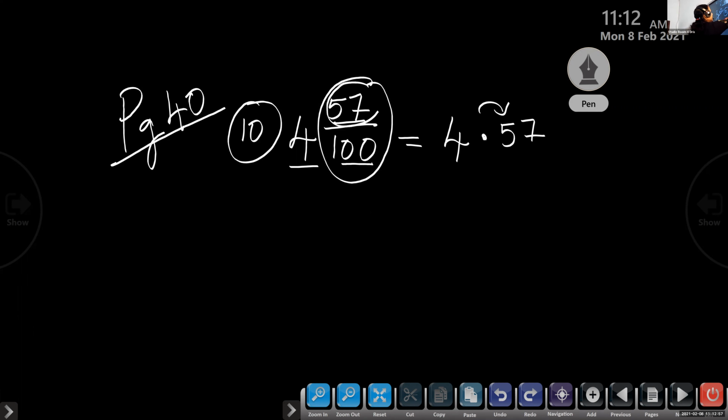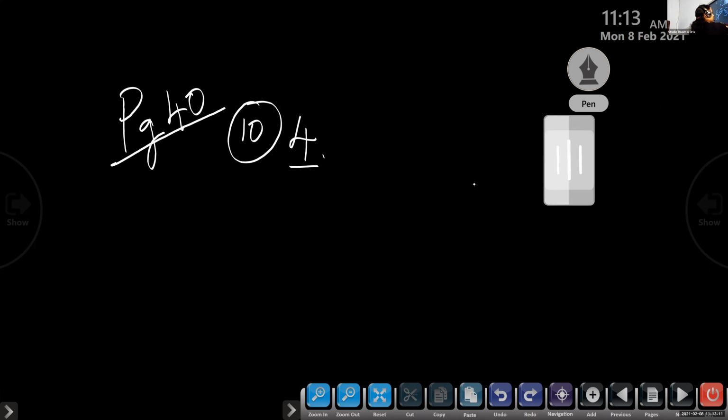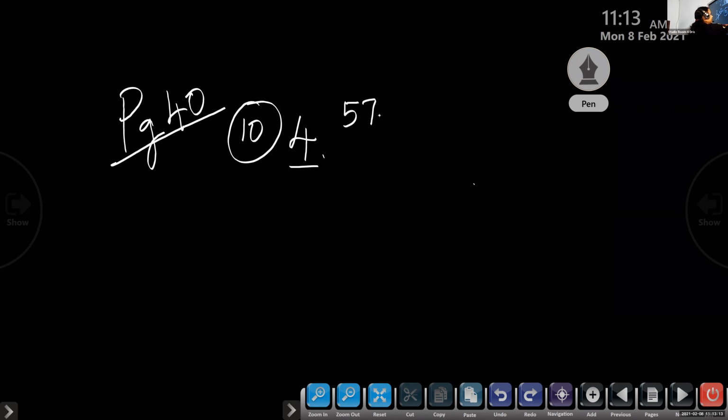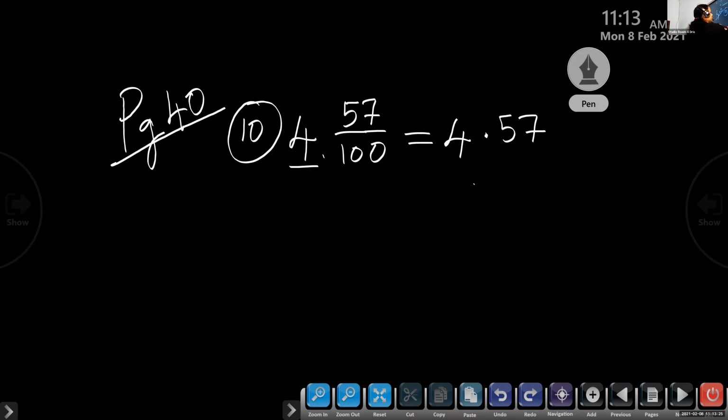Look at the numerator, 57. And here we have 2 zeros, so here also we should have 2 digits. 4.57. So children, 4 and 57 by 100. What we have to do? Write the whole number. Place the decimal point. Then write the numerator, 57, here. Because the denominator has 2 zeros, we just write the numerator.